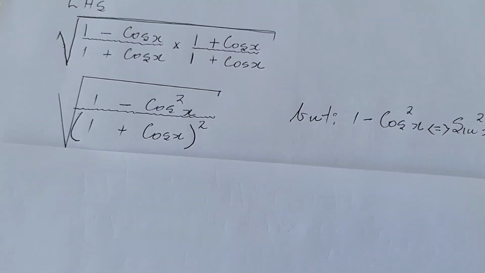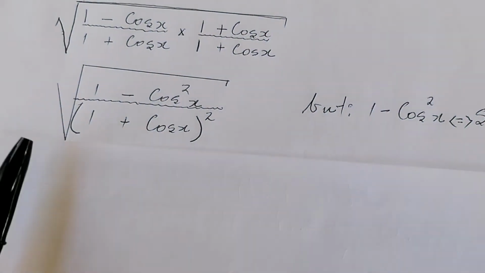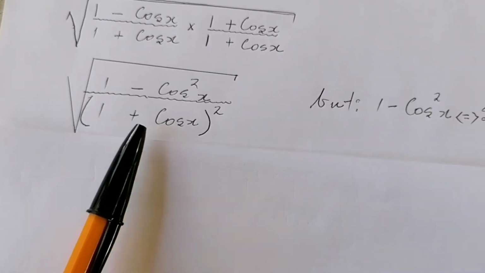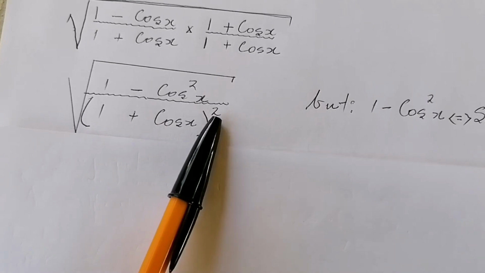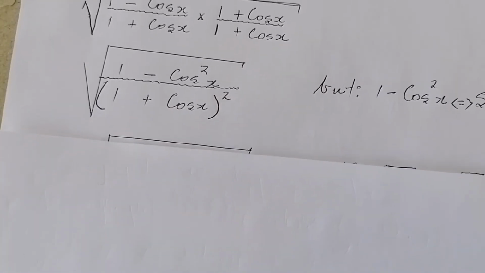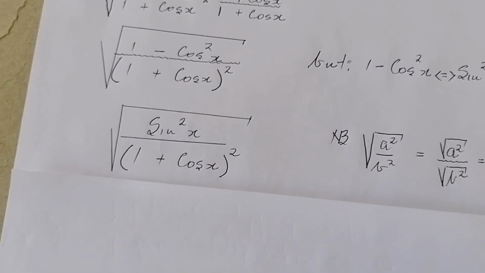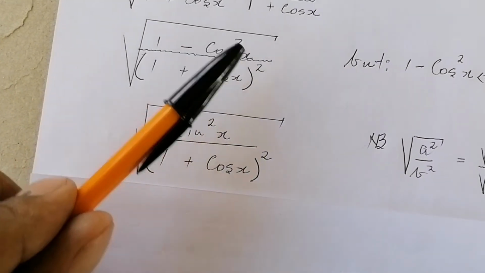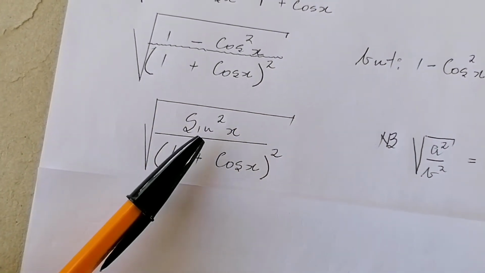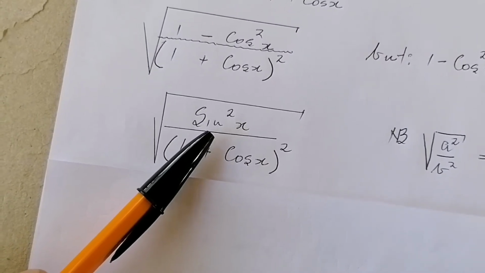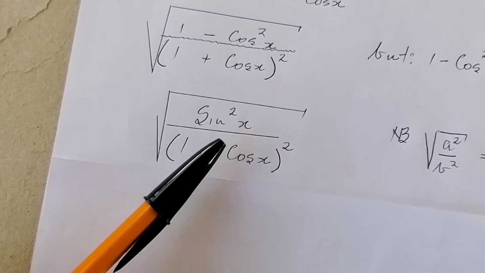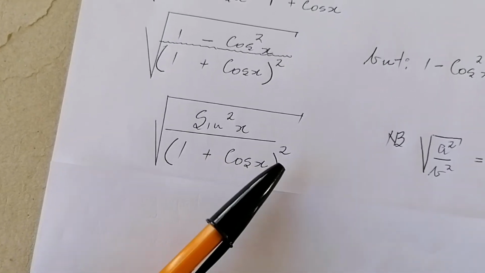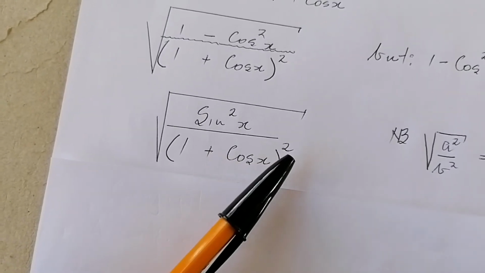Now, the denominator, because of the square root sign, I'm not going to simplify that. I'm looking for the square root of this. Now, going down, I substituted 1 minus cos squared x by its value, which is sine squared x, divided by 1 plus cos x, all to the power of 2.